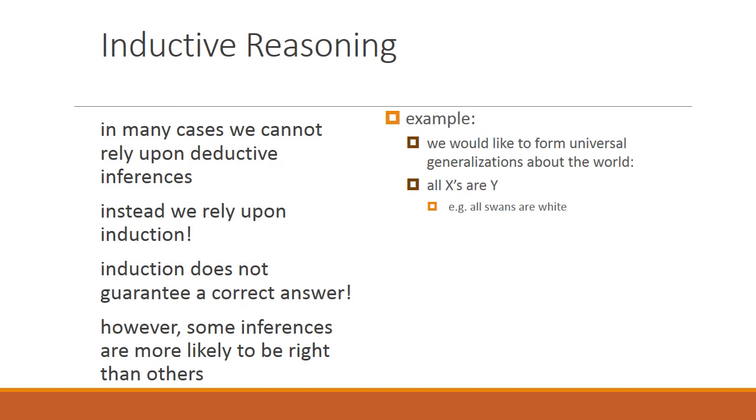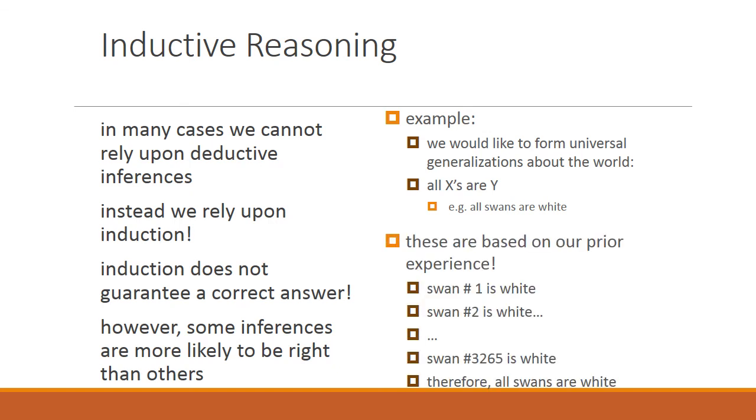So for example, we would like to form universal generalizations about the world. All x's are y. So we want to say that all swans are white, for example. And these might be based upon prior experience. So if you see one swan that's white, you see another swan that's white, you can see your 3,000th swan that's white, and you might conclude that all swans are white. However, what's important to note here is that even one counterexample can make your induction wrong. So if one day you go out and you see a black swan, then your induction, that conclusion based on all this prior experience, that all swans are white, will be proven wrong given just this one counterexample.